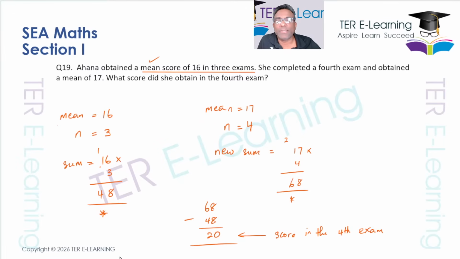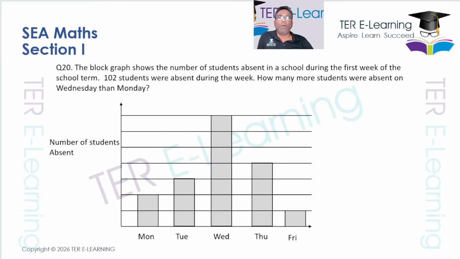So that's our answer for question 19. Let's look at the next one here. This one we have a block graph. A block graph shows the number of students absent in a school during the first week of school term. 102 students were absent during the week. How many more students were absent on Wednesday than Monday?